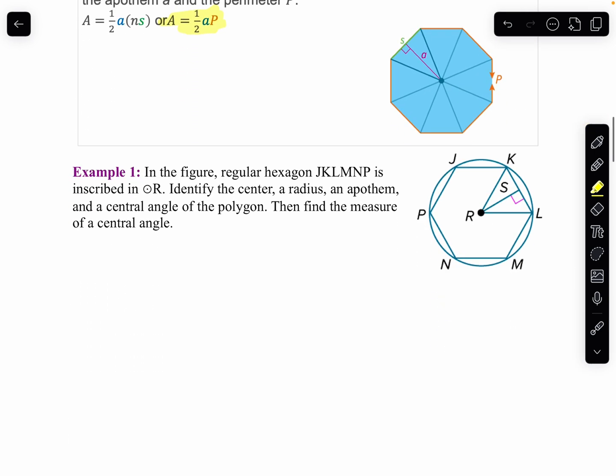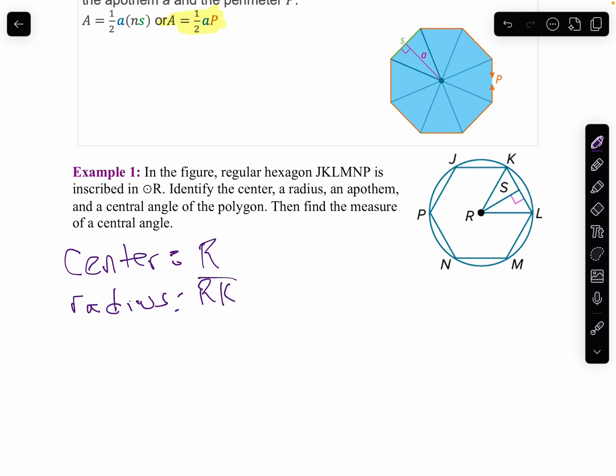So if we take a look at example 1 here, I'm just going to work with some vocabulary here. First, I want to identify my center. My center, we can see, is going to be R, the center of it. Let's name a radius. Now we have a whole bunch of them, but 2 of them are drawn in for us. So my radius goes from the center to the side, just like the radius of a circle, really. And since I drew the circle in here, it makes it a lot simpler. My radius would be RK.